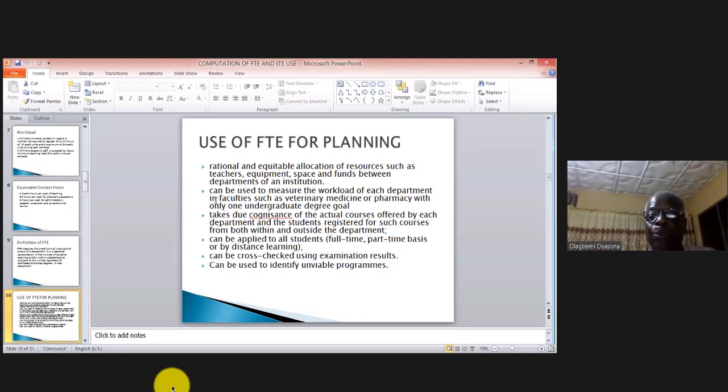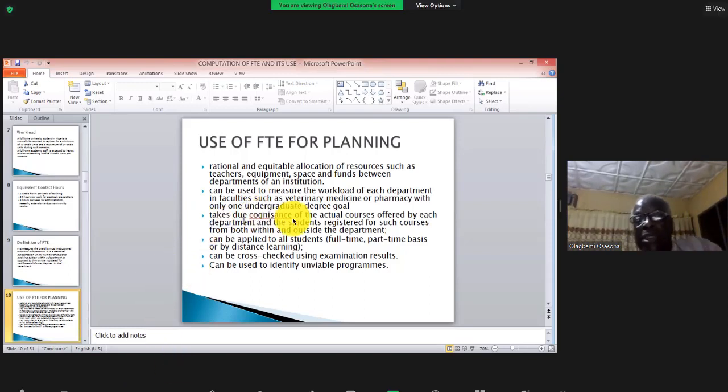FTE can also be used to measure the workload of each department. A department could have low headcount, but the workload could be very high. So FTE is useful for that purpose. FTE also takes into account the actual courses offered by each department. Where each student is registered is taken into account. FTE has the advantage that it can be applied to either full-time or part-time or distance learning students. FTE can be used to cross-check examination results.